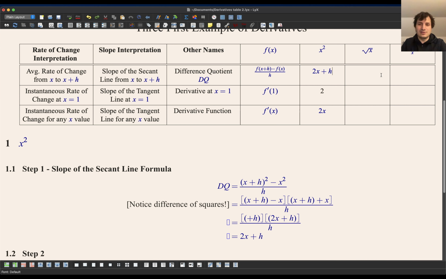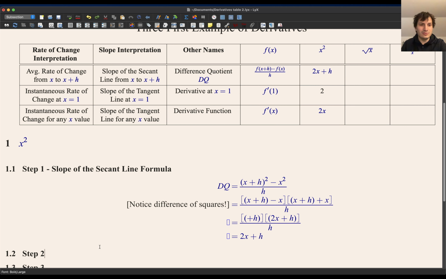Now it looks like this. And now it's very simple. And we can see there's going to be a relationship. We can already see the pattern that's going to develop to give us these numbers 2 and 2x. But that's what we're going to do to get step 2. We're going to do the limit of the slope. Let's say the limit of step 1.